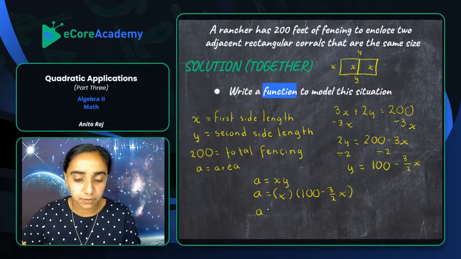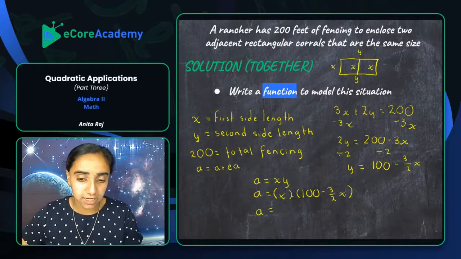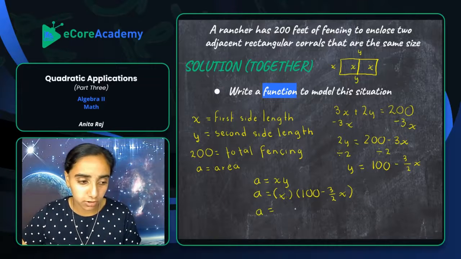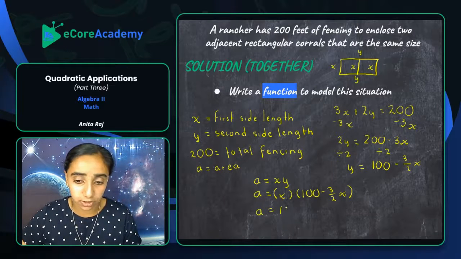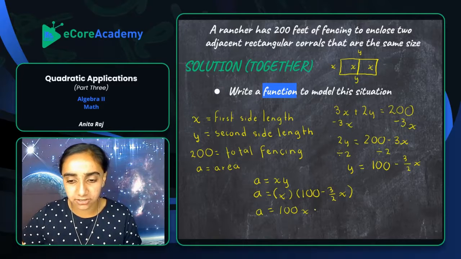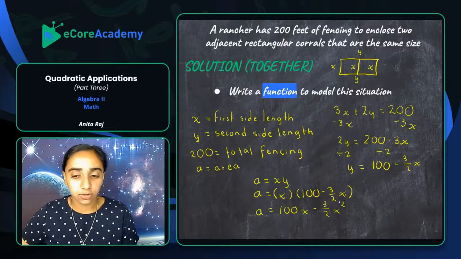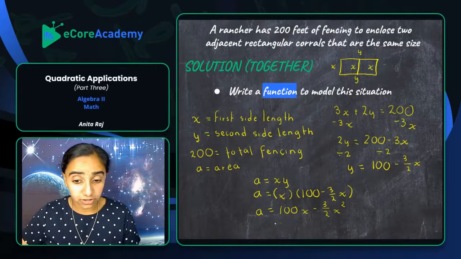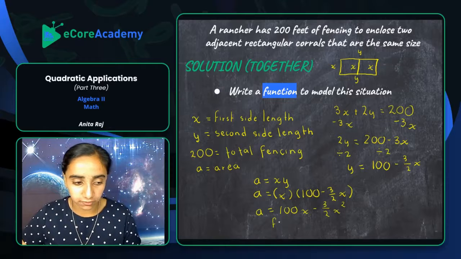So now let's distribute this. x times 100 is 100x. And then x times negative 3 over 2x is just negative 3 over 2x squared, because now you have two x's multiplied together. So that would be your function. So this right here, I'm going to write underneath it: function.